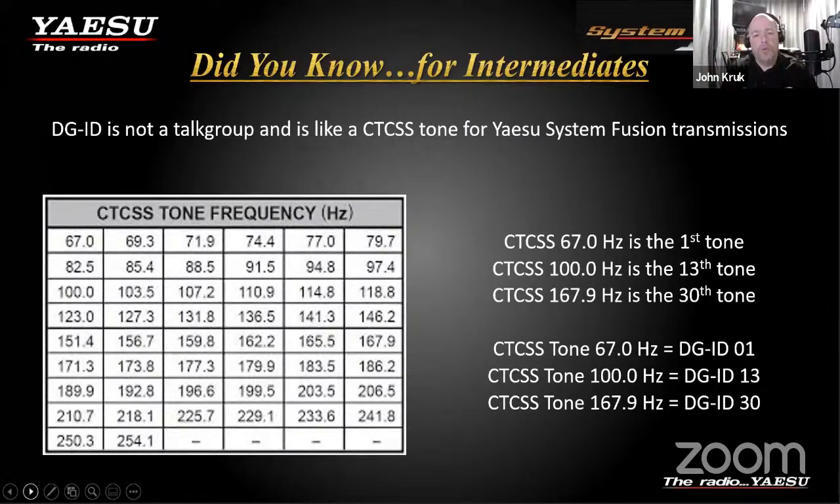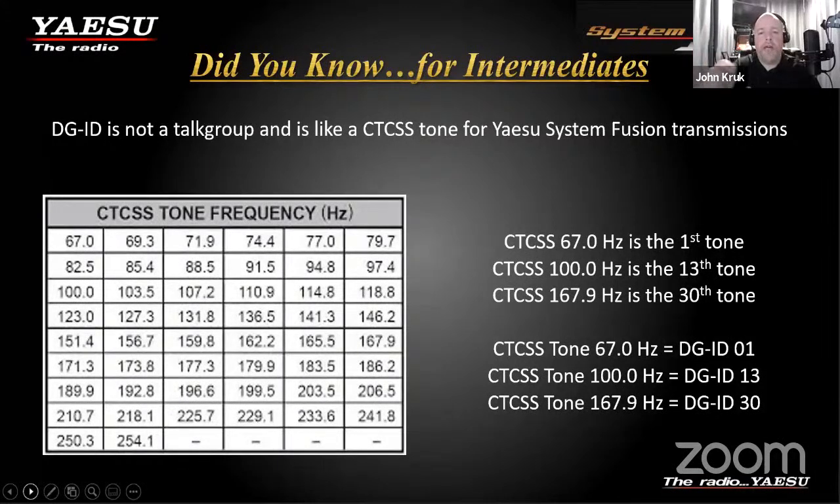But we give you this little tool, which we see on the screen here, because people said, well, how do I know what DGID to use? There's DGID 00, which is open squelch, no DGID at all. And then there's 01 through 99. And people say, well, which of the 99 do I use? So we said, take a look at your CTCSS plan. It's not the standard EIA 38 tones as you normally have. What you do is you start assigning the CTCSS tones. So 67 hertz is the first tone, 100 hertz is the 13th tone, 169 is the 30th tone, et cetera.